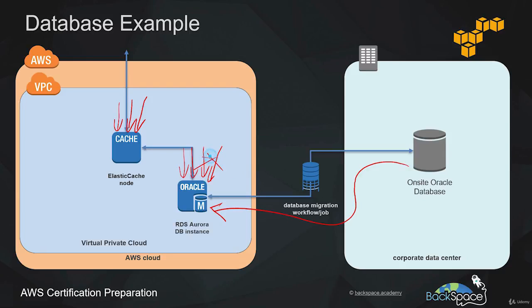Any requests for anything that is not in the ElastiCache will simply be forwarded to the RDS instance. That way we have high-speed access to our frequently accessed data, while at the same time we can still access our less frequently accessed data directly from our RDS instance.